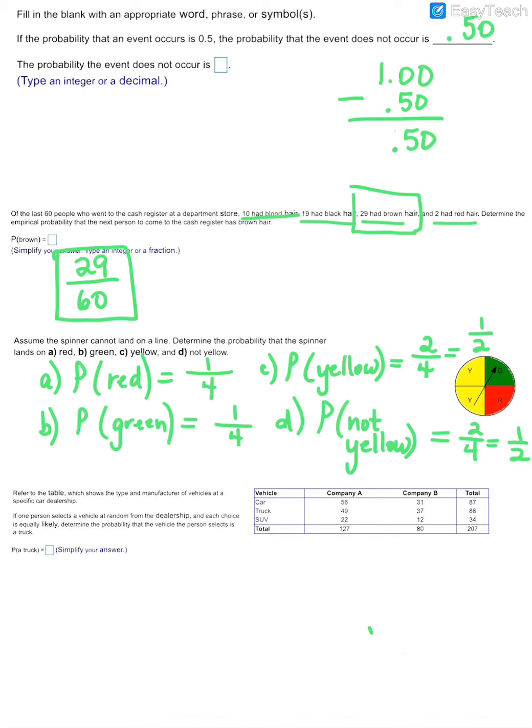All right, we have a table in the next problem where we're looking at different types of vehicles with 2 different companies. And it says one person is going to select a vehicle at random from the dealership. So notice there are 207 total vehicles that we're talking about. And it says each choice is equally likely, so they want to know the probability that the person will select a truck. So if we look at the total trucks, there are 86 total trucks out of the 207. And again, if you could reduce the fraction, certainly do so. In this case, it does not reduce.